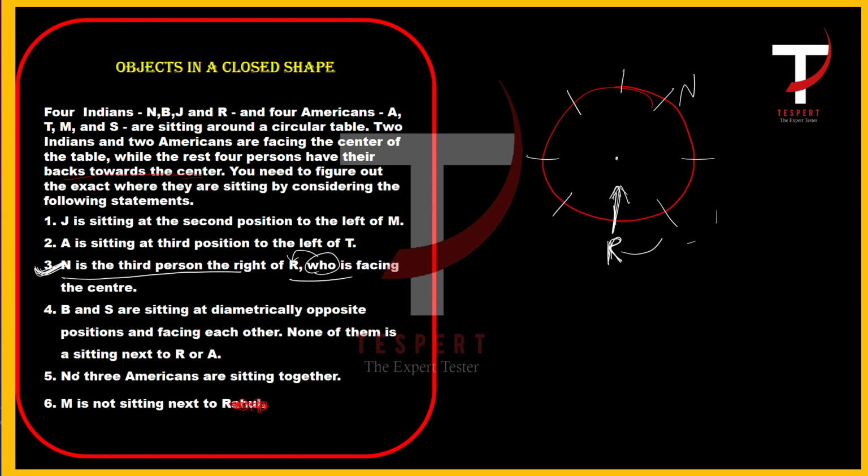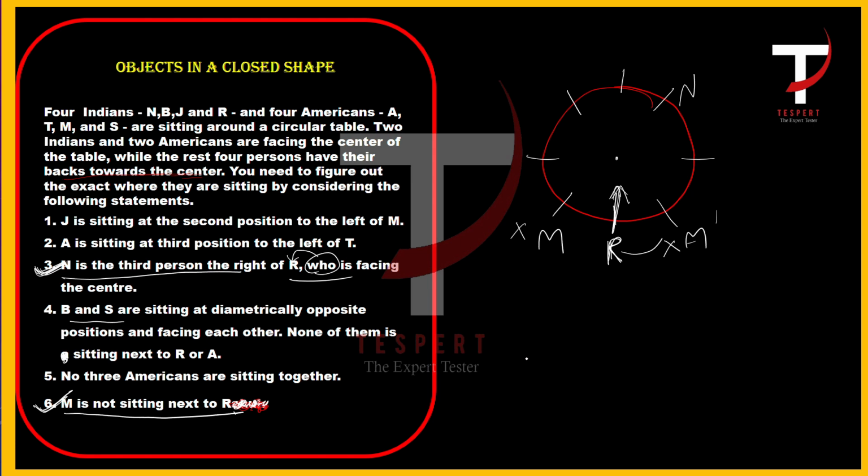Okay, and we shall move on to the sixth statement, which is M is not sitting next to R. So next to R, that means M shouldn't be here, M also shouldn't be here, right? So this is ruled out completely. And we shall move on to the fourth statement now. B and S are sitting at diametrically opposite positions and facing each other. None of them is sitting next to R or A.